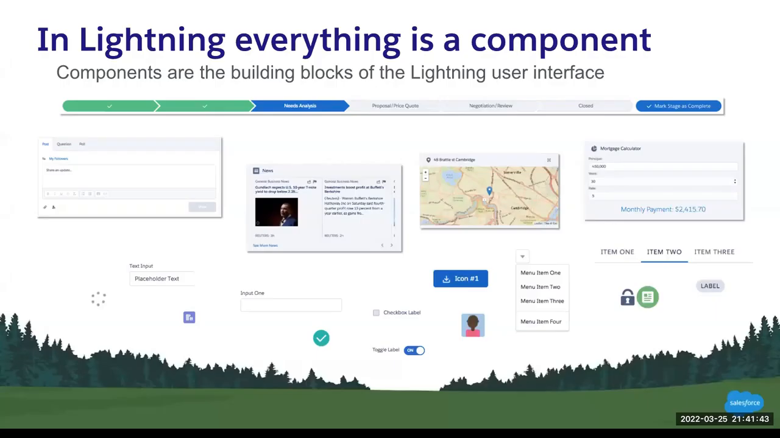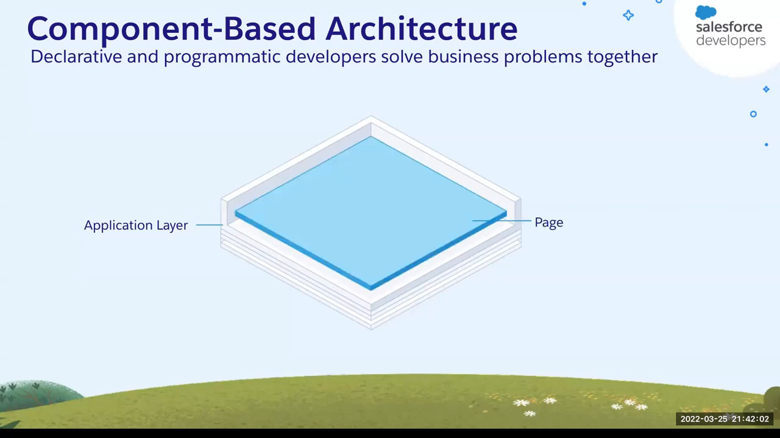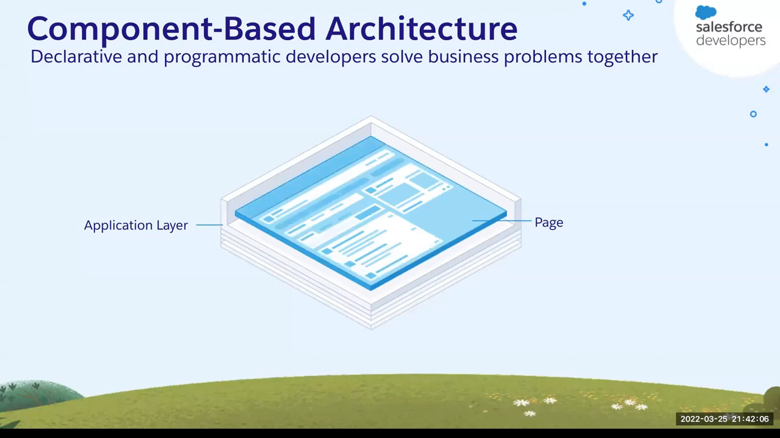Now you see a page here, right? Let's see how this page is implemented using the component-based architecture. As I said, I'm going to talk about the application layer, the view layer. I'm not going to talk much about your business logic layer or your database layer. On this application layer, you're going to have the Lightning page, right? So how is this page built? As I said, it is built using components.